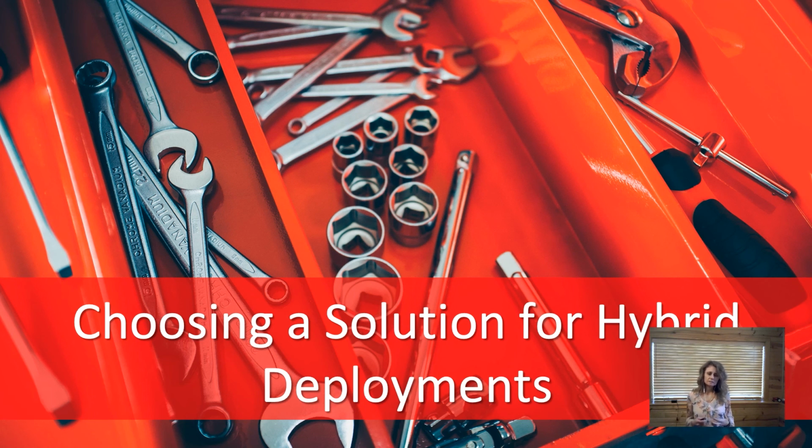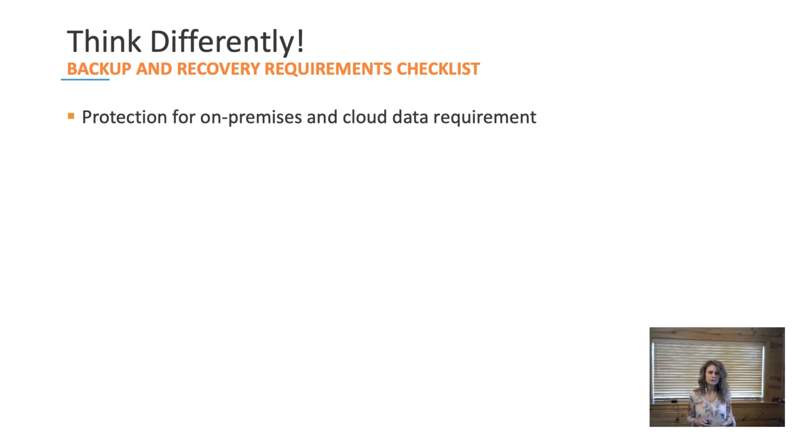So we're going to wrap things up here in just a couple minutes. We're going to talk a little bit about how to choose a solution for hybrid deployments where we have the on-prem and we have the cloud, and the native options won't help our enterprise meet our SLAs, our recovery point objectives, our recovery time objectives, and even the configuration of it and the management of it isn't centralized. So how do we do that?